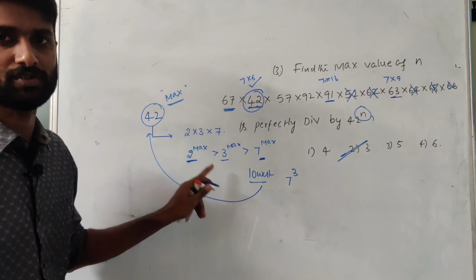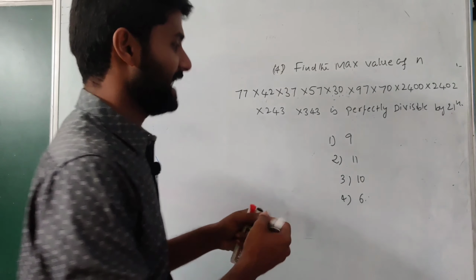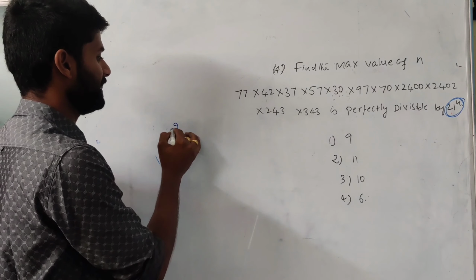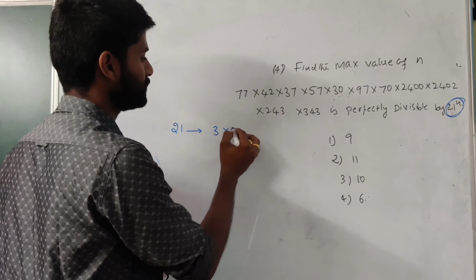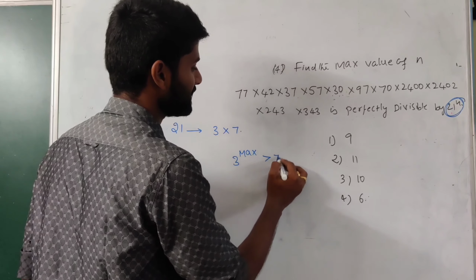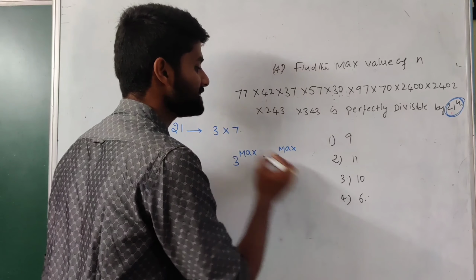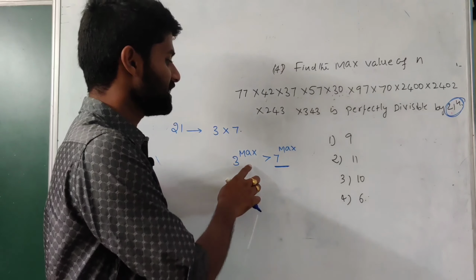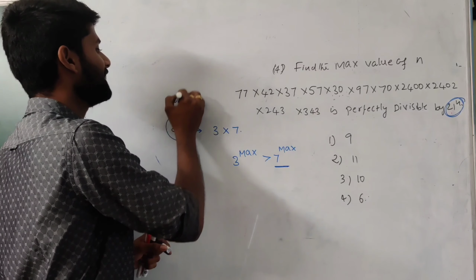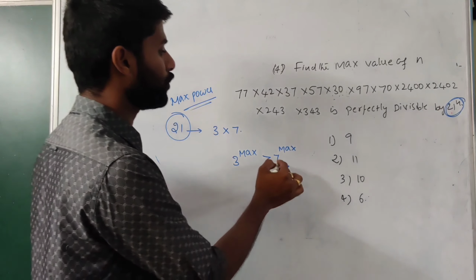So this is the direct concept. Clear? See the next question. Find the maximum value of n such that this resultant is perfectly divisible by 21 power n. First of all, 21 can be written as 3 into 7. So in this question, the 3 maximum power value is greater than the 7 maximum power value. It means we just concentrate on the 7 maximum value only. Why? Because if you compare these two values, the minimum power indicates the maximum power value of 21. Means you just focus on the number of 7s.